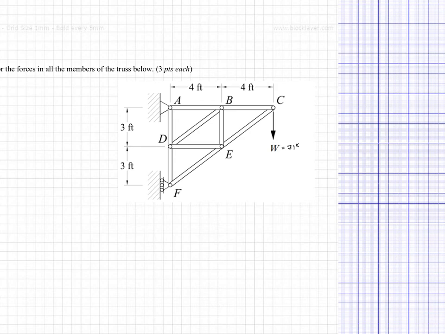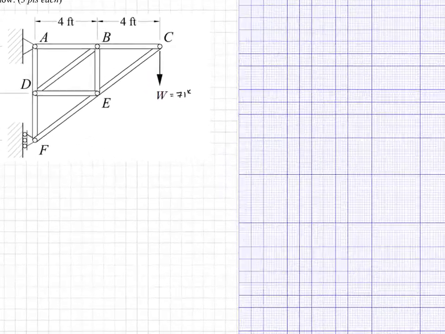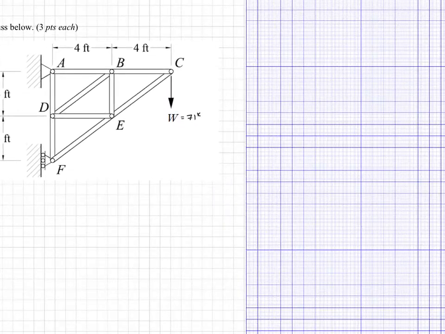So let's start by doing the global equilibrium. I'm going to go ahead and do it over here just because. I'm going to do a quick and dirty free body diagram. Okay, so it looks like this. And yes, I'm going to use a straight edge because I have one, and it just makes things easier.